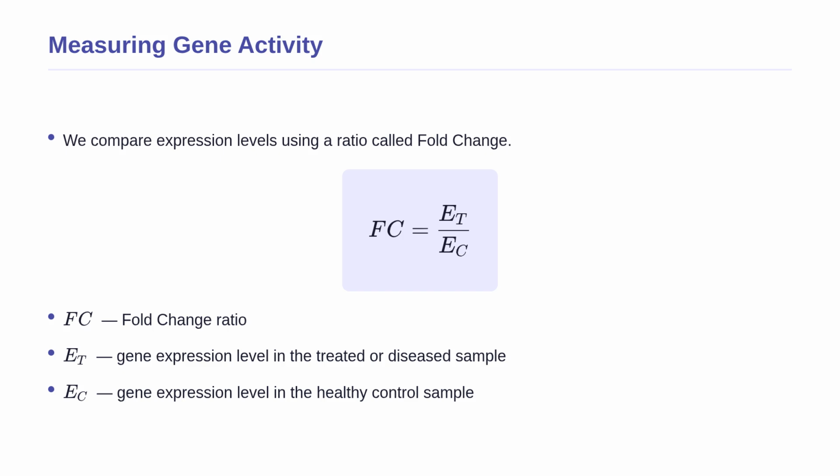In this formula, FC stands for fold change. The variable ET represents the gene expression level in the treated or diseased sample. The variable EC represents the expression level in the normal, healthy baseline sample. If the treatment expression is higher than the control, the fold change is greater than 1, meaning the gene is upregulated. If it is lower, the fold change is a fraction between 0 and 1, meaning the gene is downregulated.